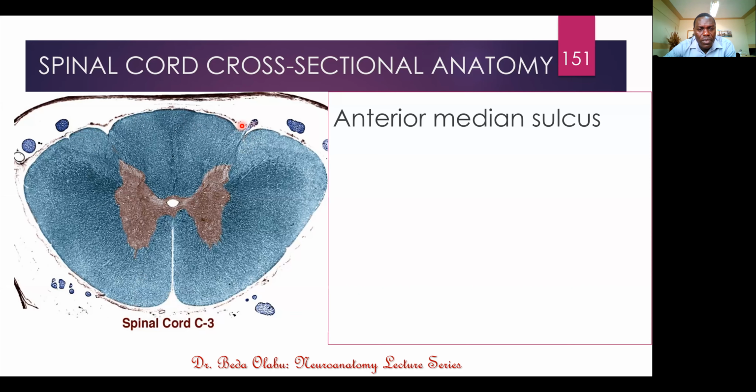Dorsally, we have these 2 depressions, which we call the posterolateral sulcus or dorsolateral sulcus. So that helps you to orient yourself on which part is in front and which part is behind on the spinal cord. This is the front one. The deepest sulcus is in front. And so this is posterior. So this is posterolateral.